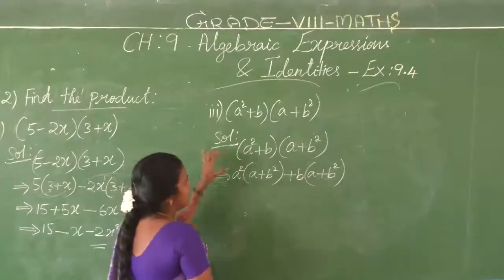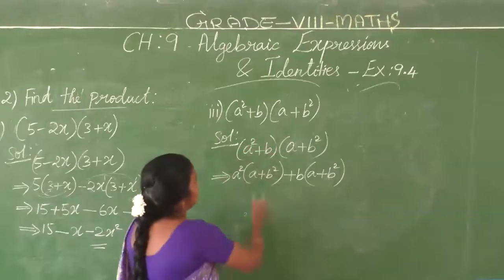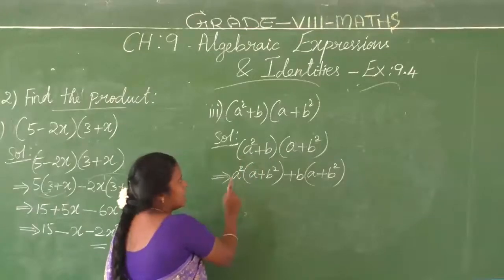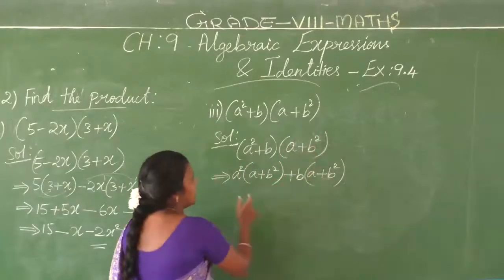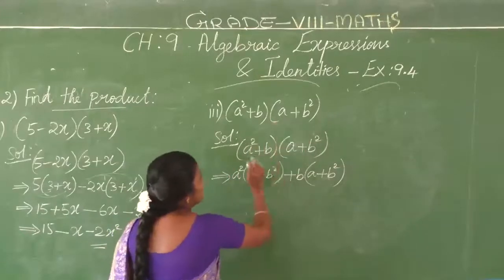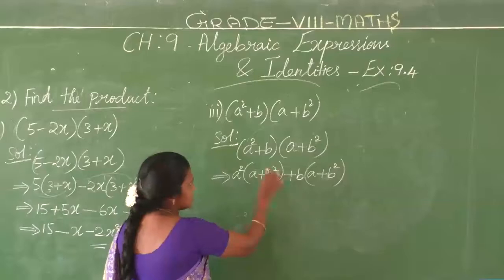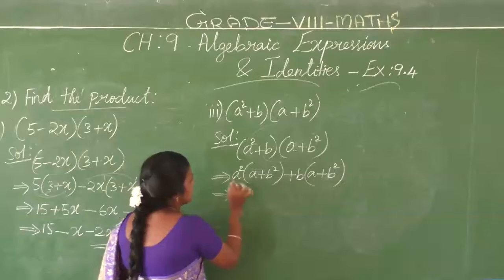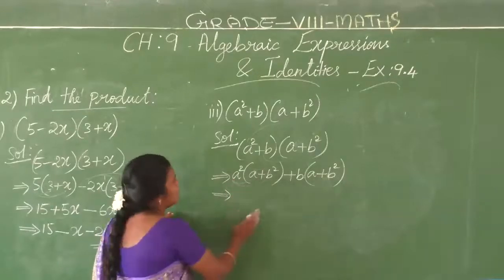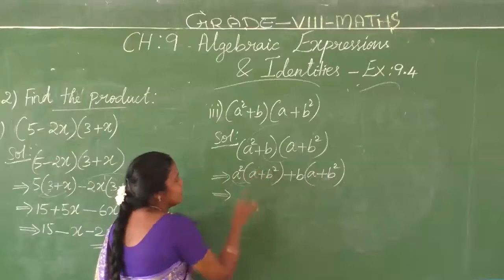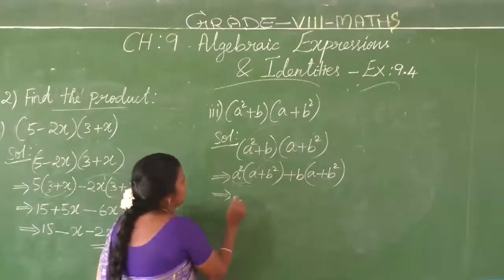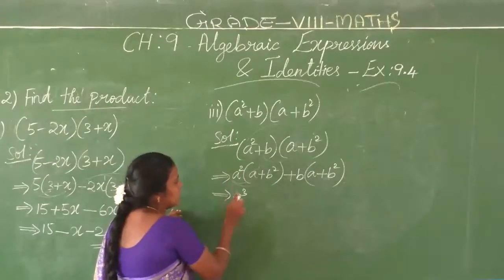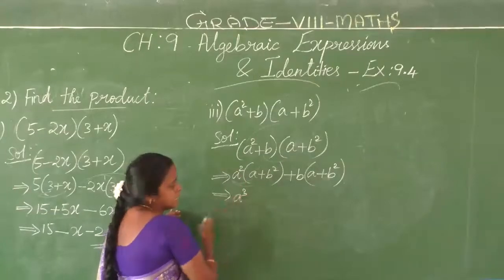Understood? What I did? We have to multiply both binomials. For that, what I did? The first part of the first binomial I took, with that the second binomial fully: a square into a plus b square plus b into a plus b square. Okay. Now this is to be inserted in the multiplication way. Okay, a square into a, a means nothing but a power 1. What to do? How do you simplify? a cube. a square into a power 1 is equal to a power 2 plus 1, that means 3, a cube.